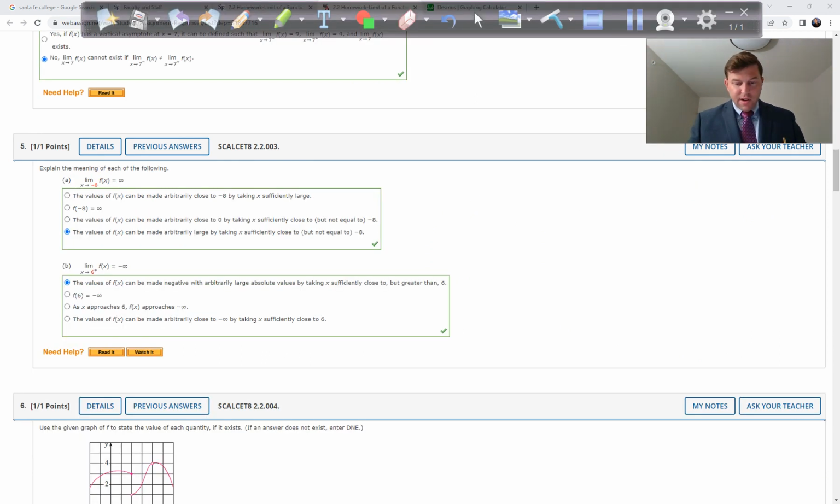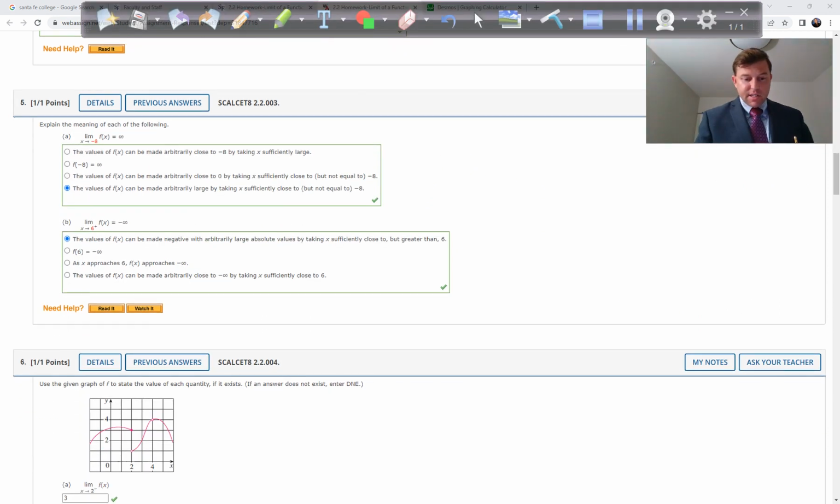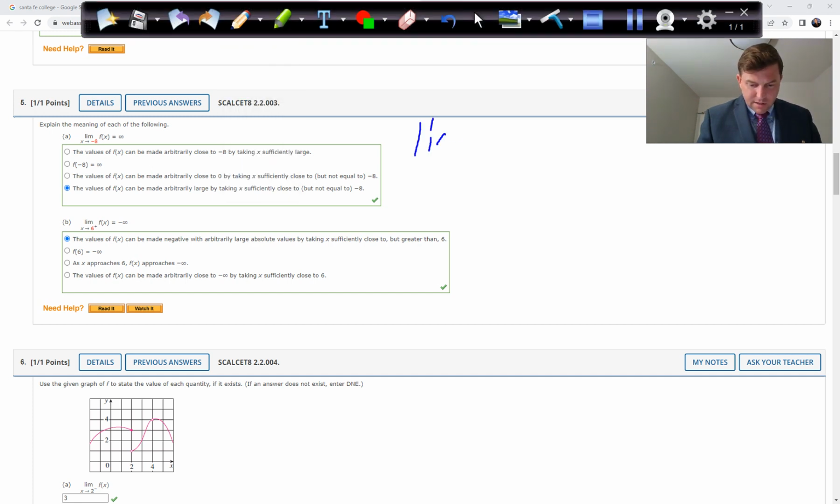Okay, in problem 5, we're going to introduce infinity symbols. So this says the limit as x approaches negative 8. Now notice the difference here. If the minus sign's above the 8, that means from the left. If it's in front of 8, that just means negative 8, just like a regular number. Of the function equals positive infinity.